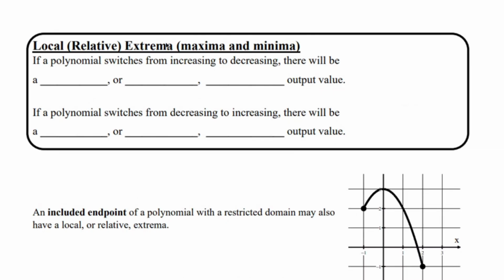Okay, so knowing stuff about end behavior, and if you don't know about end behavior, maybe pause this video right now and just watch a video on polynomial end behavior, and that'll probably give you a better idea of what we're doing here. If a polynomial switches from increasing to decreasing, there will be a local, or some books call it relative, maximum input value.